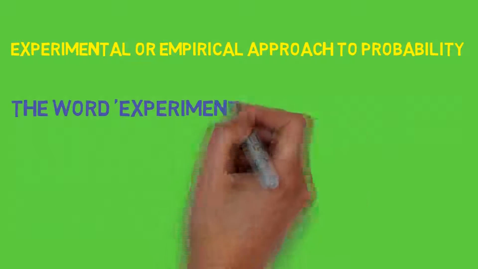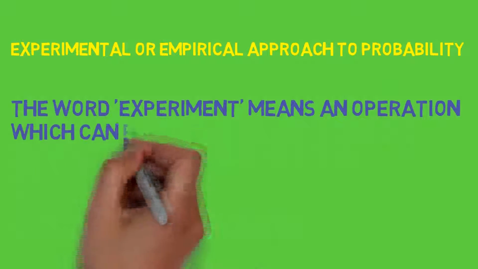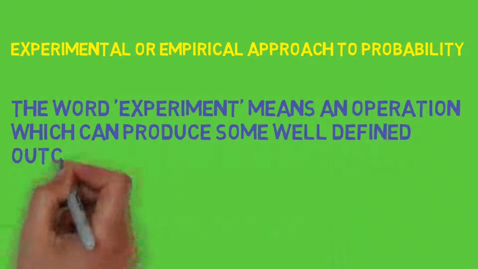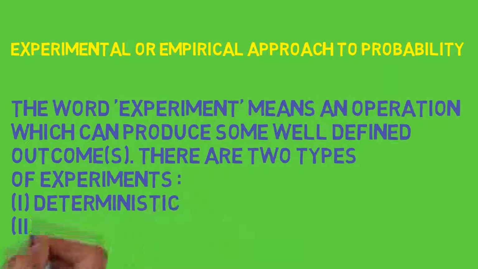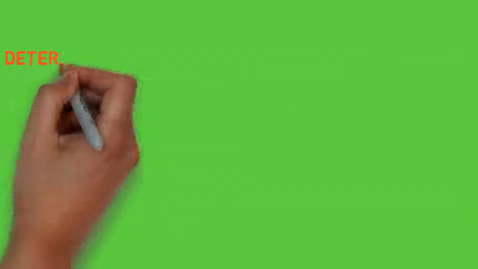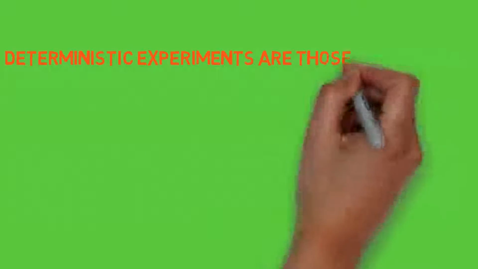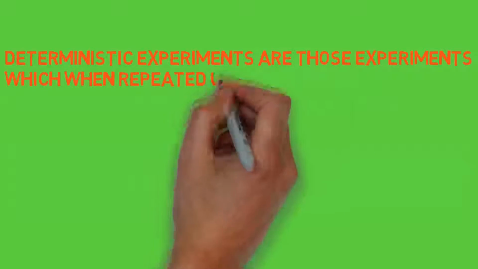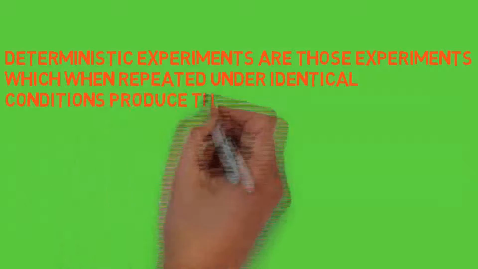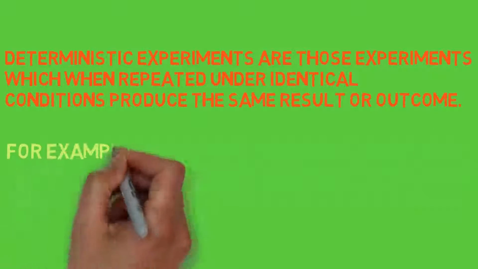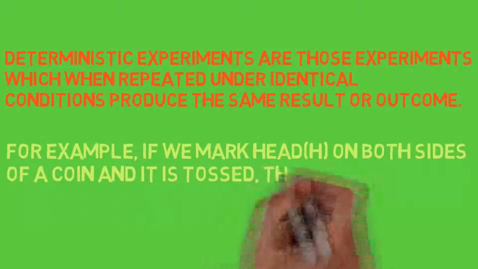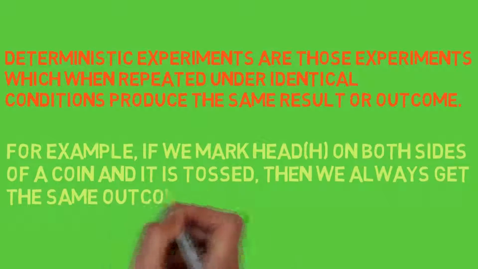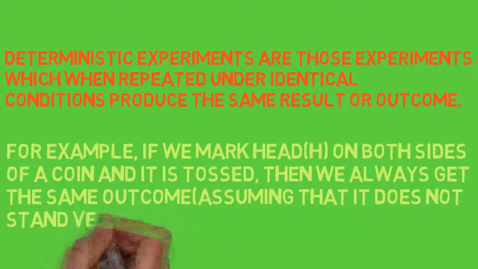The word experiment means an operation, which can produce some well-defined outcomes. There are two types of experiments: deterministic and random or probabilistic. Deterministic experiments are those experiments which, when repeated under identical conditions, produce the same result or outcome. For example, if we mark head H on both sides of a coin and it is tossed, then we always get the same outcome assuming that it does not stand vertically.